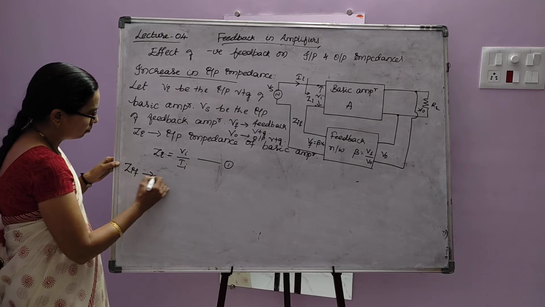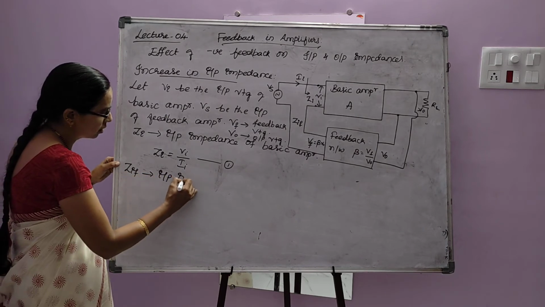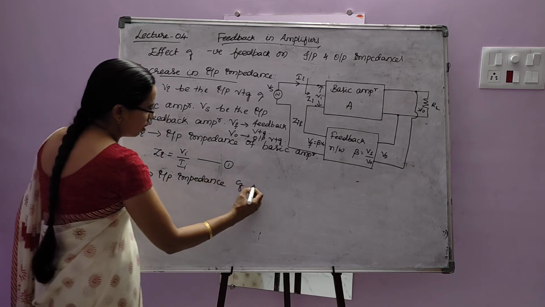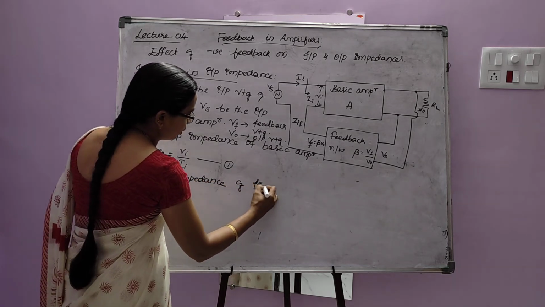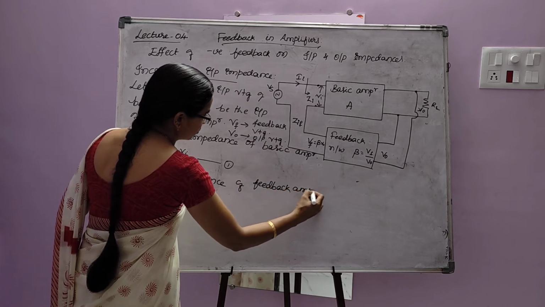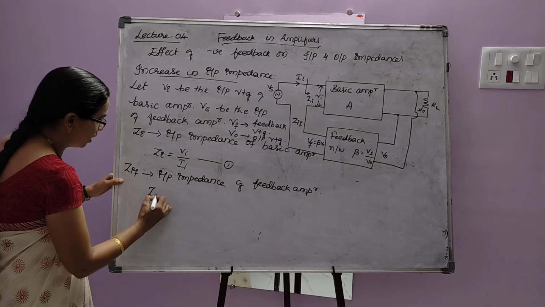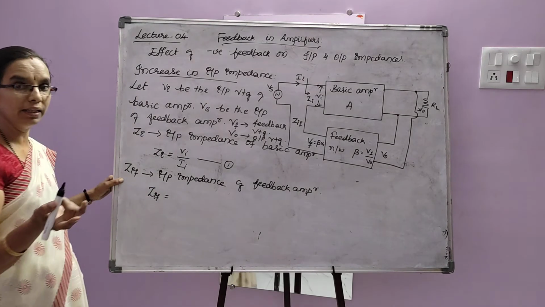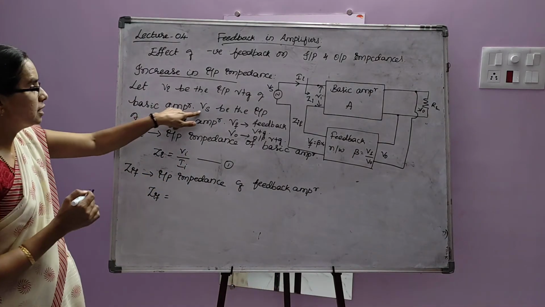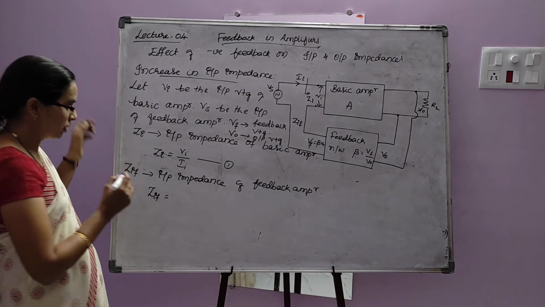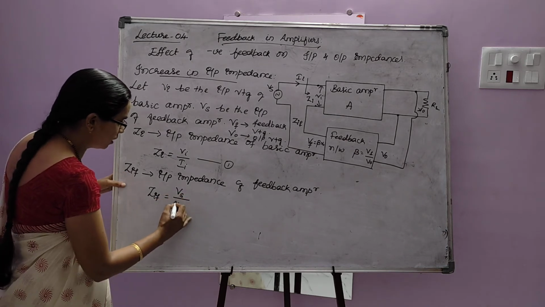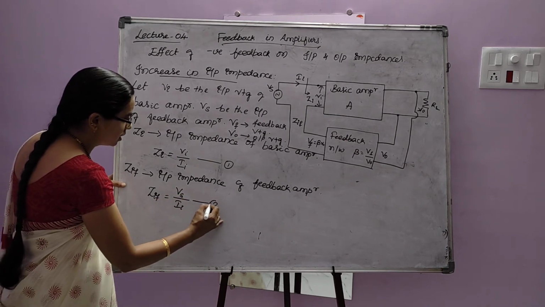Zif is the input impedance of feedback amplifier. So Zif, once you apply the feedback, what will be the input voltage? That is Vs, the input of feedback amplifier. So Zif is Vs divided by Ii, current will be the same.